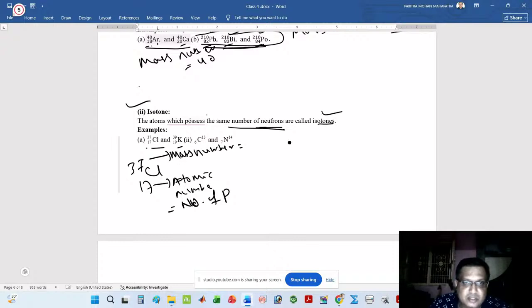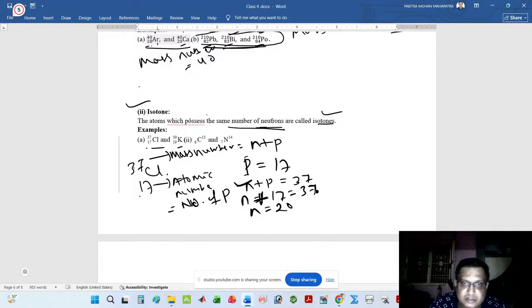Mass number means you can think about n plus p. What is your n plus p? For Cl 17, 37, we can say that p is equal to 17, and n plus p is 37. If you want to find out the n value, then put the value of p in this equation. Here I can say that n plus 17 is 37. N is how much? 37 minus 17 is 20. For Cl 17, 37, the n value is 20.